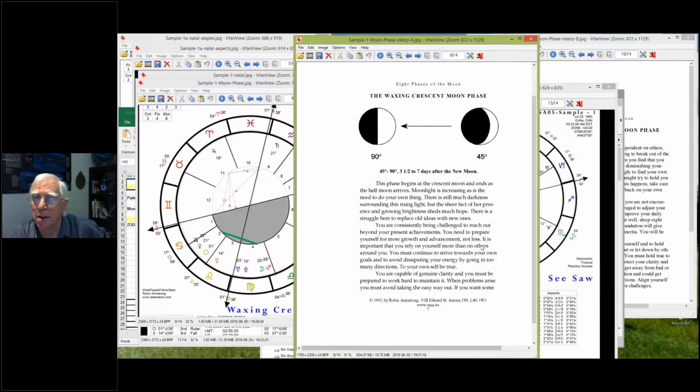It's important that you rely on yourself more than on others around you. You must continue to strive towards your own goals and to avoid dissipating your energy by going in too many directions. Be true to yourself.